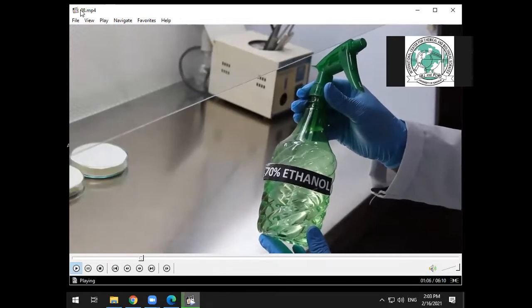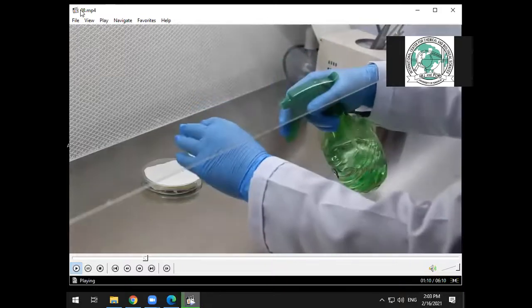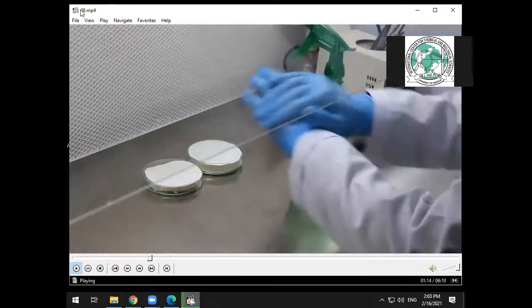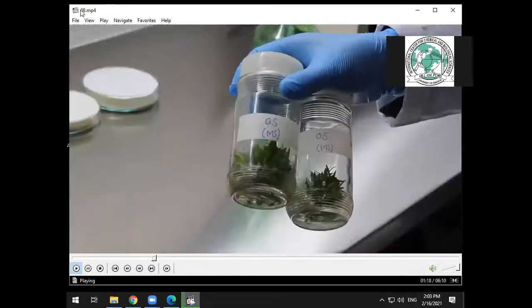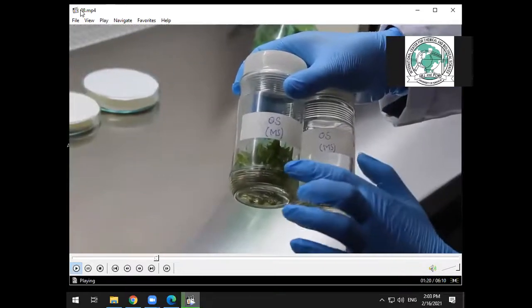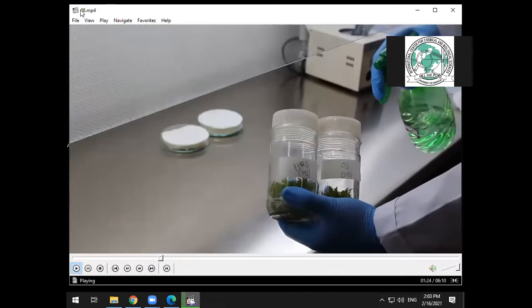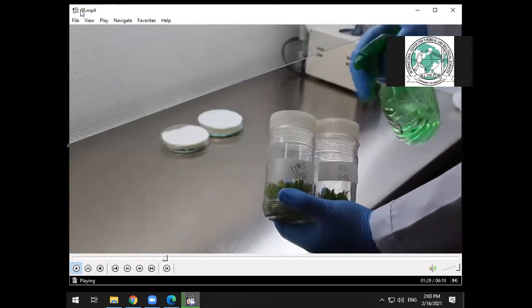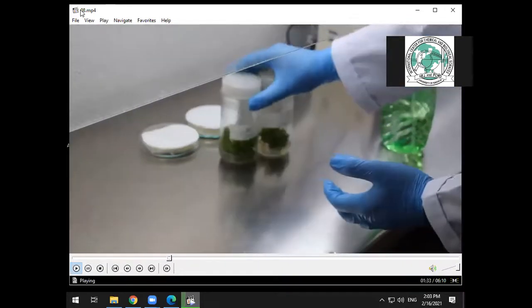Wear a pair of gloves and disinfect your hands with 70% ethanol before starting your experiment. These are the developed shoots without any sign of contamination. Spray the jars with 70% ethanol before taking them into the hood.